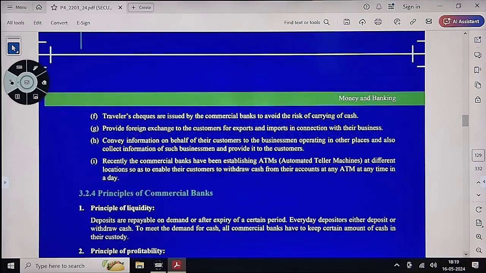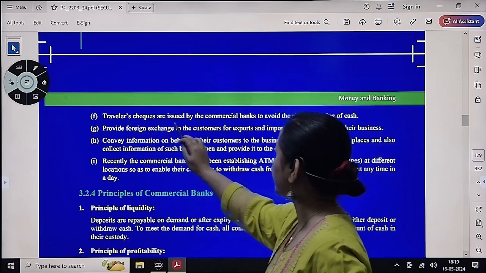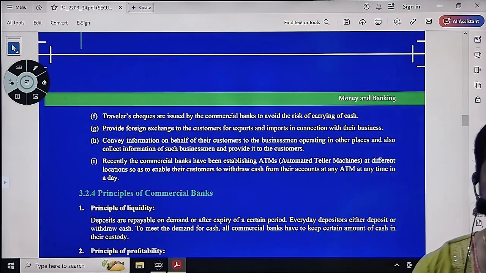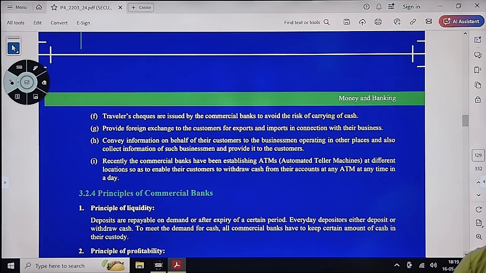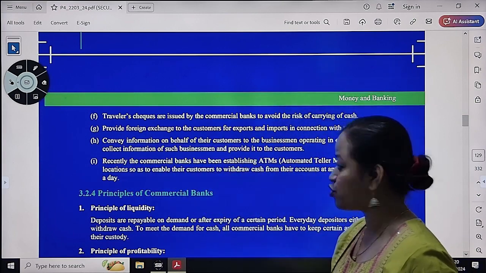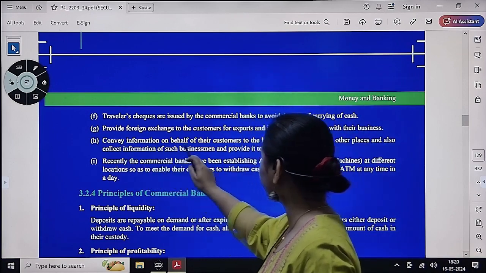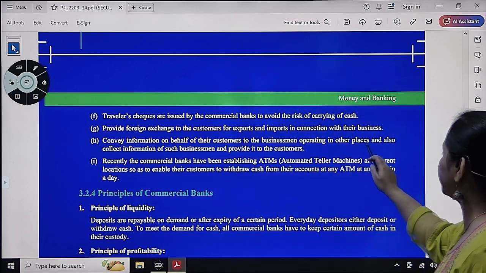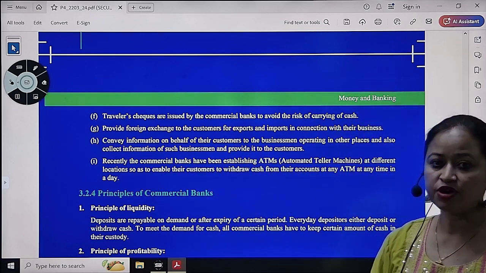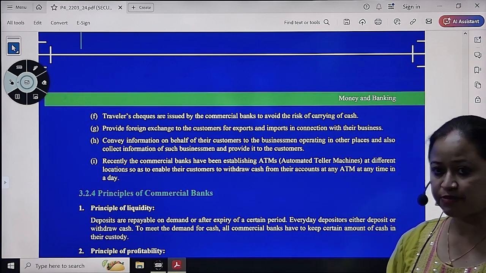Now another utility function is that traveler checks are issued by the commercial bank to avoid the risk of carrying cash. A traveler check is issued to travelers. If they do not want to carry hard cash with them, okay, they can take one traveler check and roam the world, fine, and that is issued by the banks. Then it also provides foreign exchange to the customer for import and export. Then it conveys information on behalf of its customer to businessmen operating in other places, and also collects information of such businessmen and provides it to the customer. So valuable information is also provided by the banks.